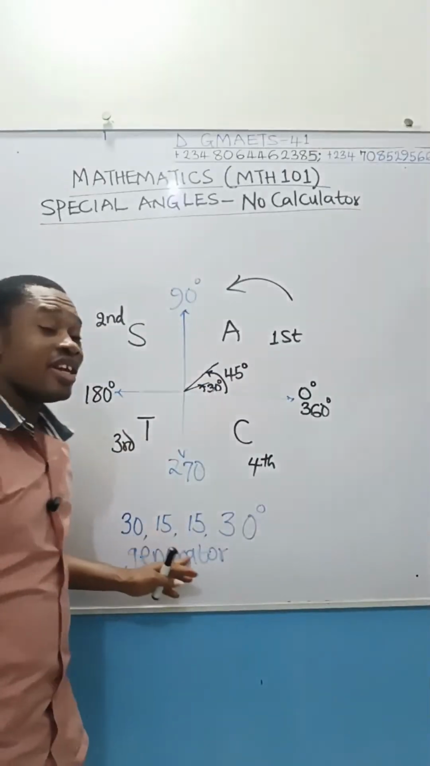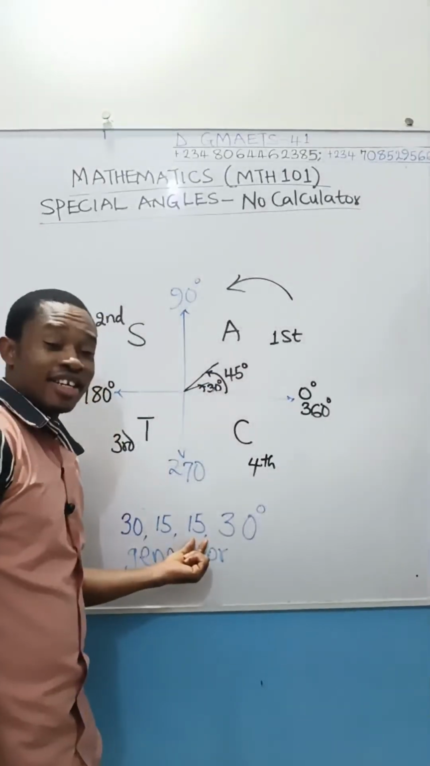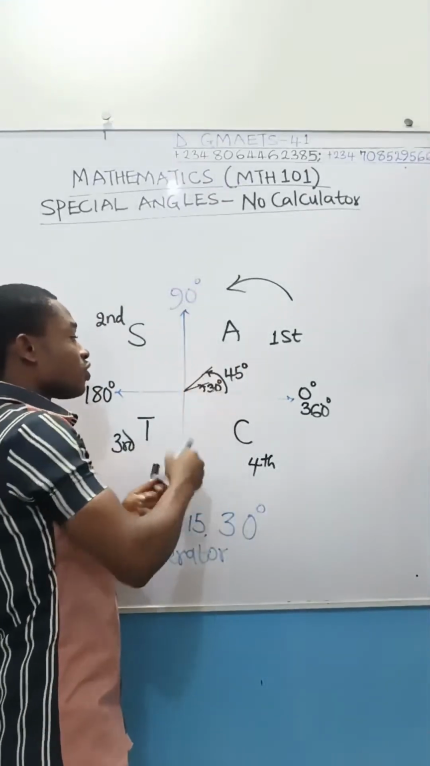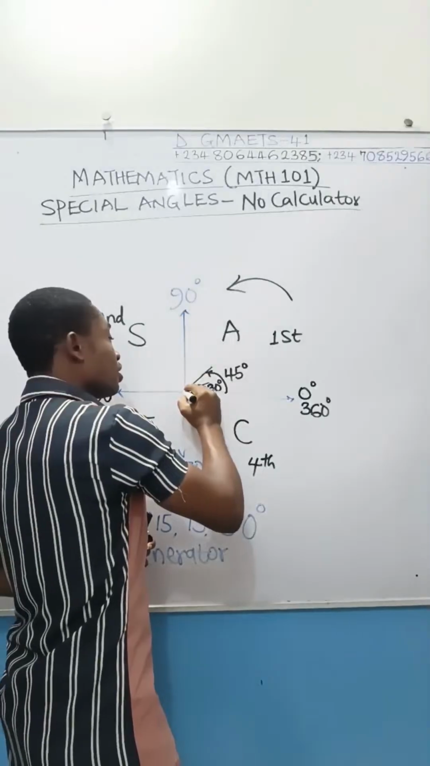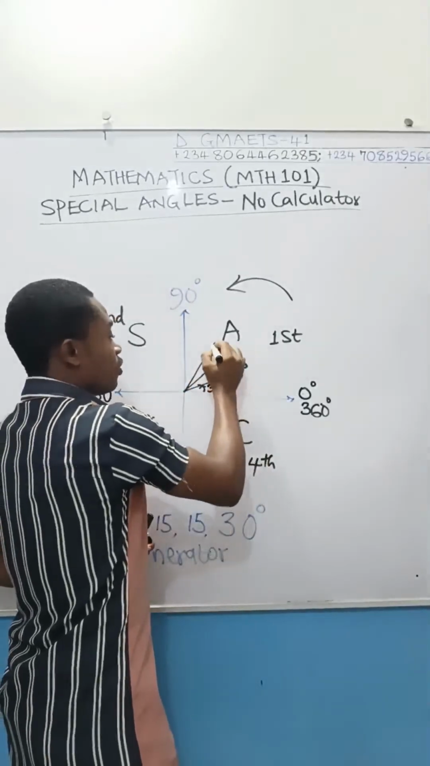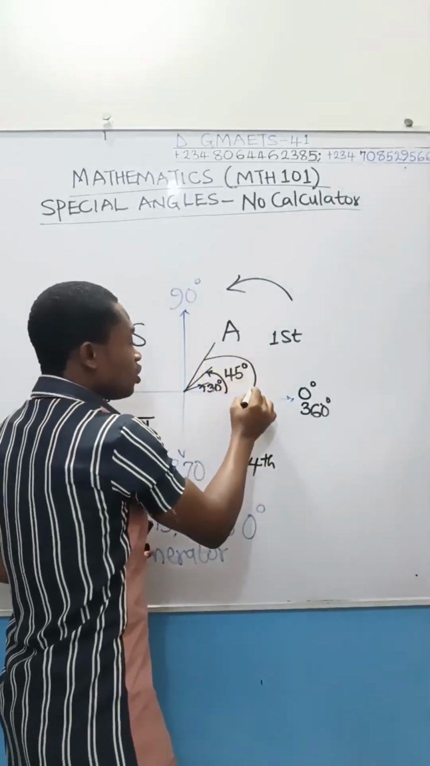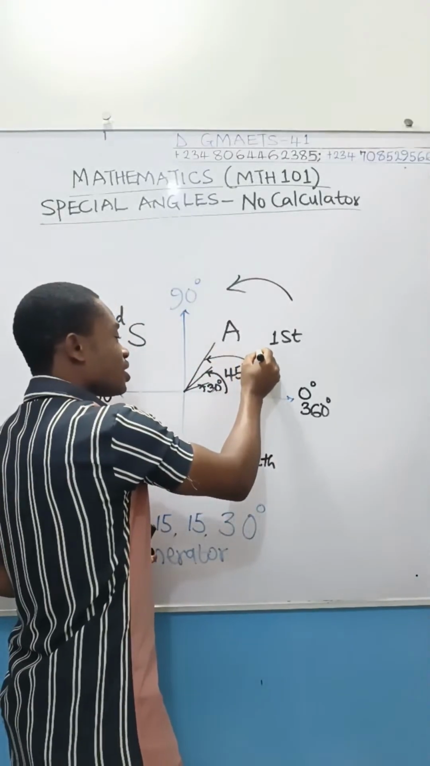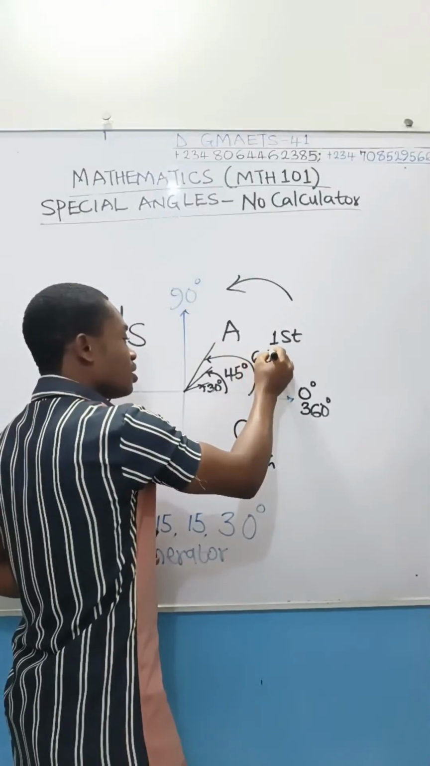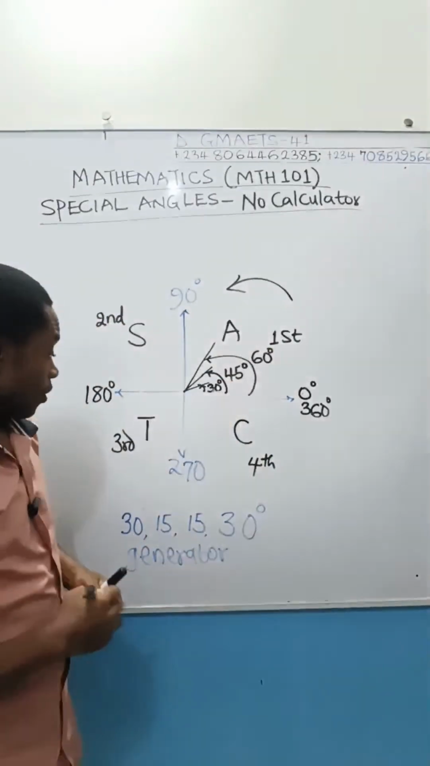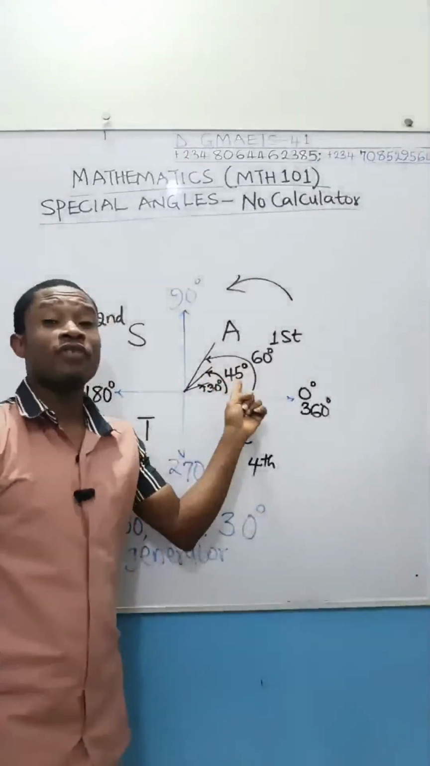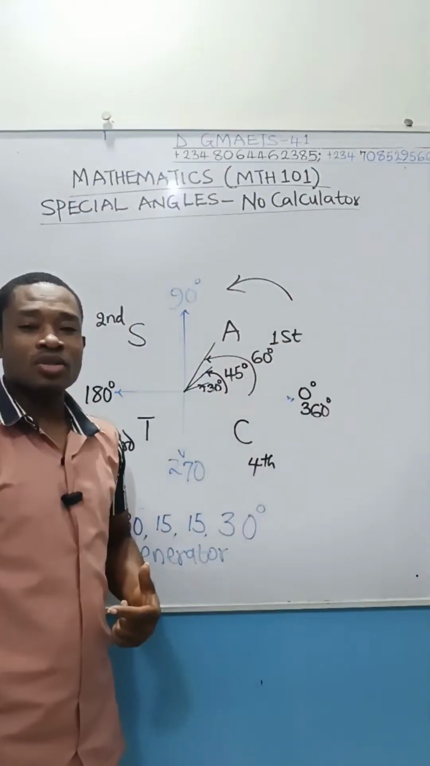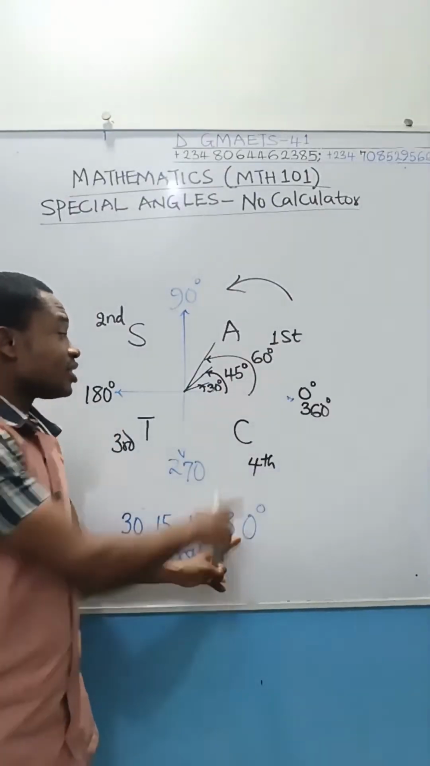How do we now generate the next special angle? Again, you are adding 15 to 45. If you add 15 degrees to 45, what would you get? You generate your next special angle, which is going to be what? 60 degrees, because 15 plus 45 will give you 60. Then the next special angle you are going to generate, you add 30 degrees to this 60.